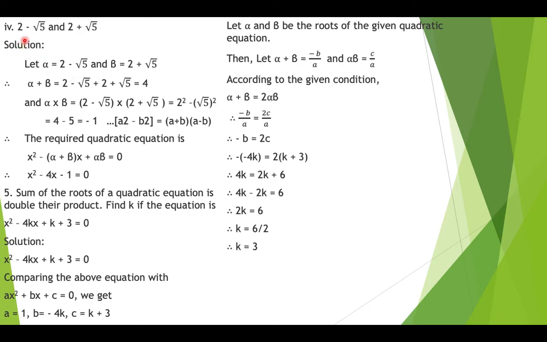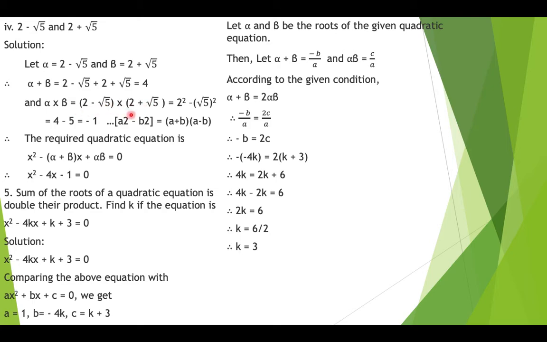Let us go for the next problem. In this problem, we have 2 minus root 5 and 2 plus root 5. So we are assuming alpha is equal to 2 minus root 5 and beta is equal to 2 plus root 5. So alpha plus beta is 2 minus root 5 plus 2 plus root 5; minus root 5 plus root 5 gets cancelled. We get 2 plus 2 is equal to 4, and alpha into beta is equal to 2 minus root 5 into 2 plus root 5.